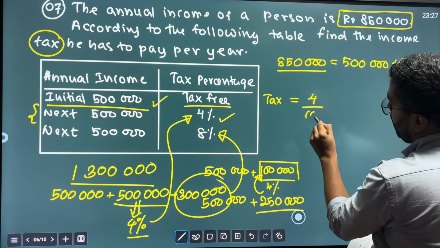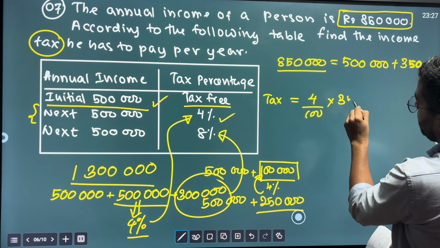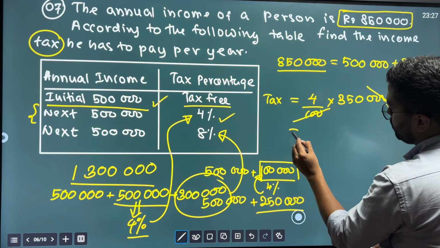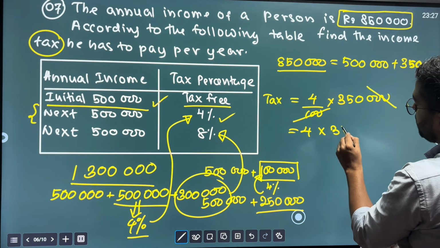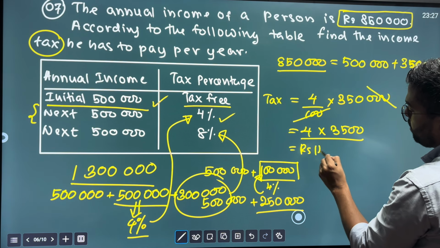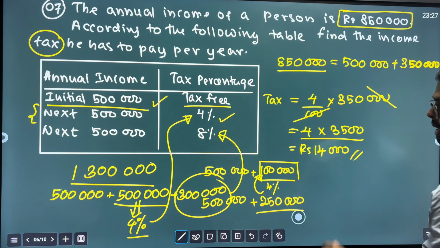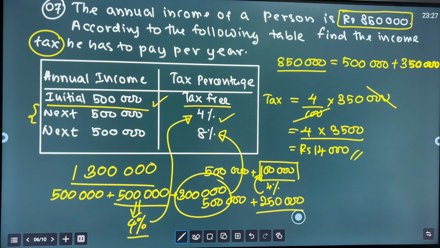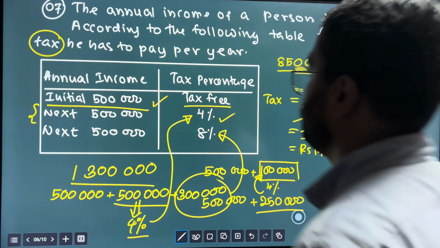4% of 350,000 rupees. Cancelling the last two zeros with the last two zeros, 4 times 3,500 is 14,000. That will be the amount you have to pay as tax for a year. Whoever is earning 850,000 rupees for a year has to pay 14,000 rupees as income tax according to the table. Alright, clear? Let's move on.